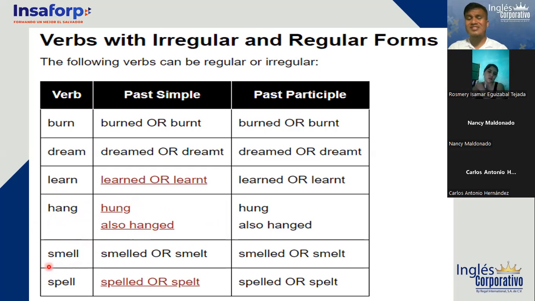We also have the verb smell. What does smell mean? Oler. Oler, like oler, smell, okay? So you can use it as a regular verb and say smelled, or you can use it as an irregular verb and say smelt. Either one of them. The same happens with the verb spell. What does spell mean? Deletrear. Exactly. So if you use it as a regular verb, you will say spelled. If you use it as an irregular verb, you will say spelt.